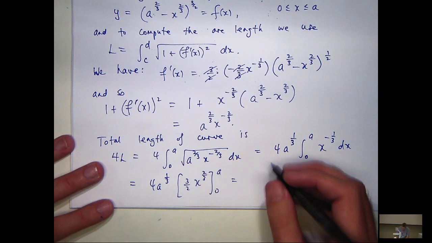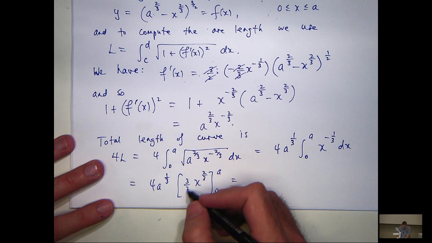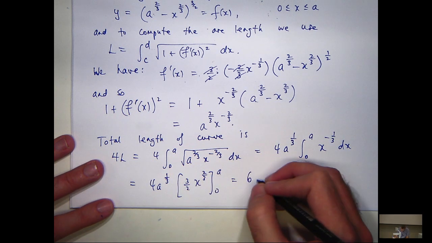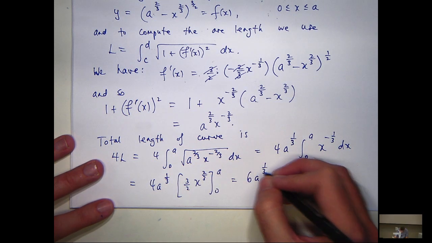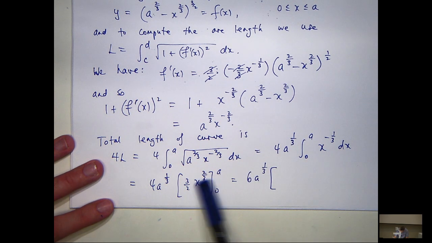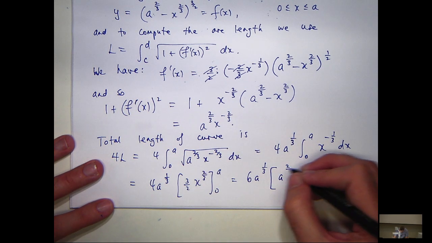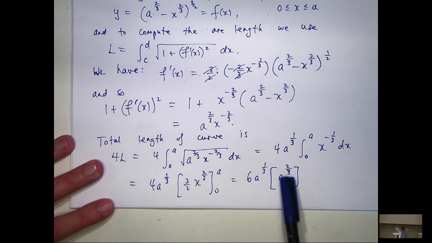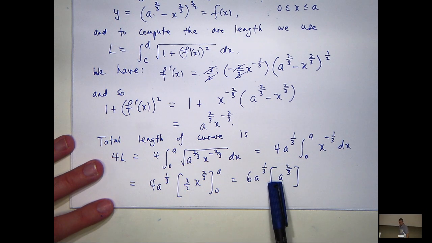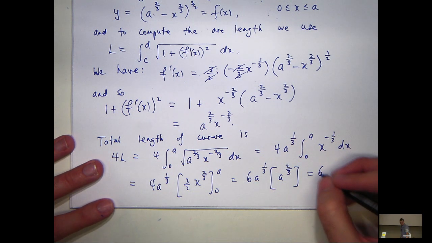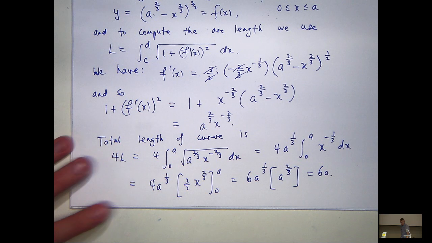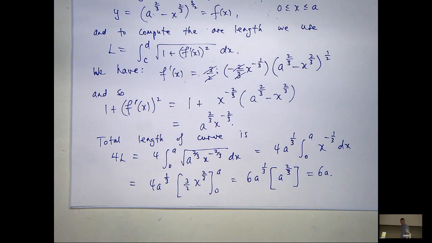you'll get the following. So you can bring out the 3 on 2, and you get 6a to the 1/3. Now when you put in x equals 0, you get 0, and then it's just a to the 2/3. So what are we going to get here? 6a, right? We should get the same answer that we got for part A. So I guess that question is designed to show you that you can do these calculations sometimes 2 different ways, depending on what you prefer.